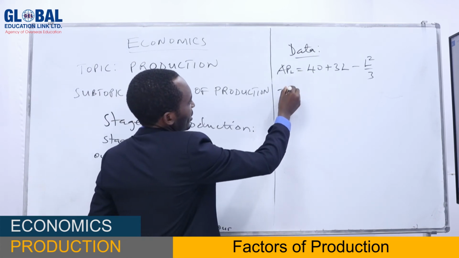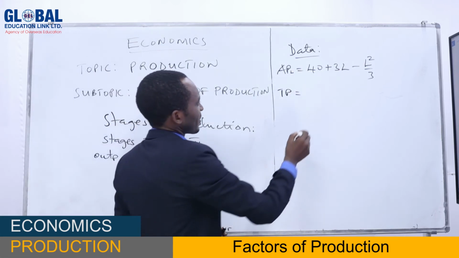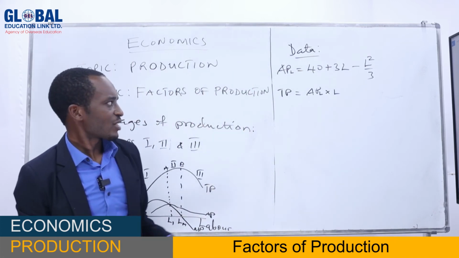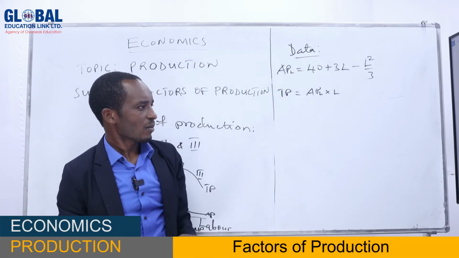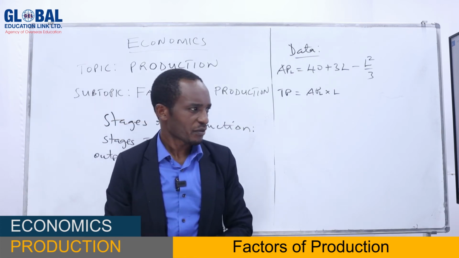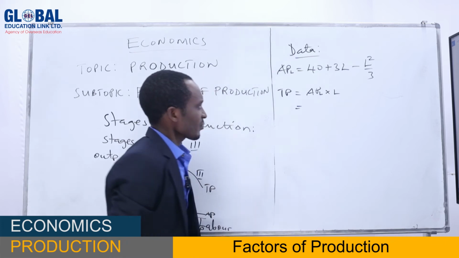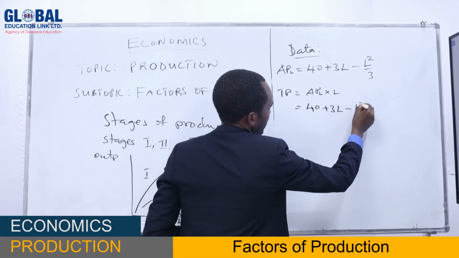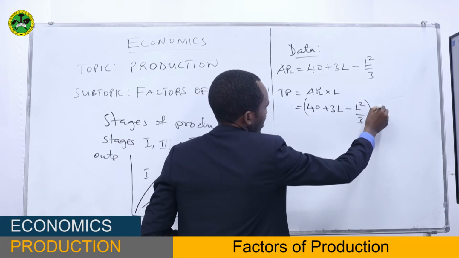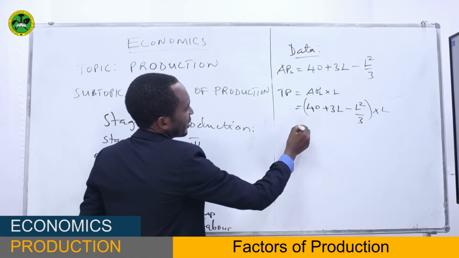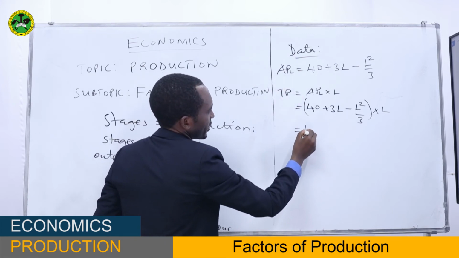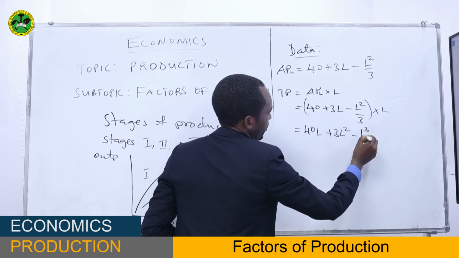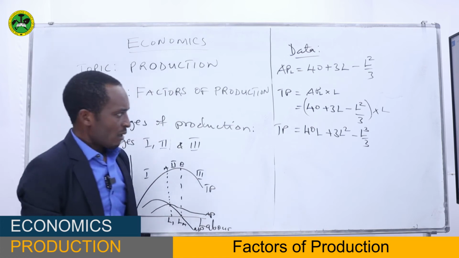Now here we can find the total product. We know that total product is the same as the average product of labor times the number of labor. So when you take the average product times labor, you get the total product. This means the average product is the output per unit of labor, as we know. So here the average product we are given is 4 plus 3L minus L square over 3. Then all this will be times L. So when you multiply, the total product will be equal to 4L plus 3L square minus L cube over 3. So this will be the total product.